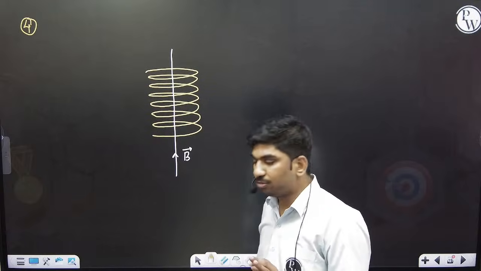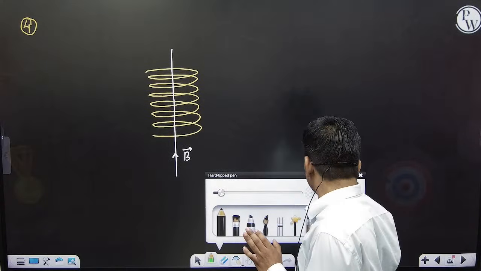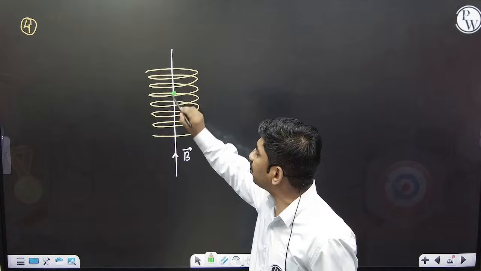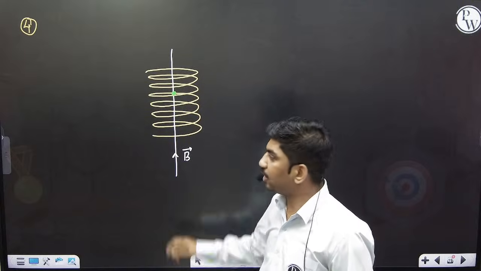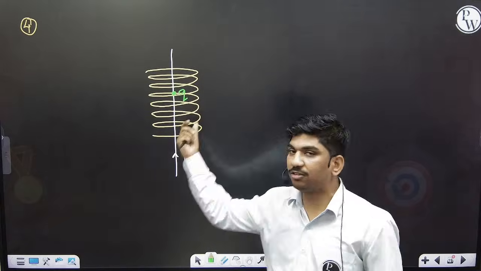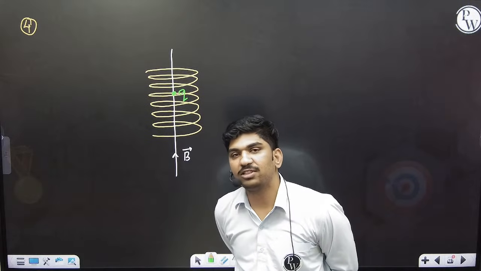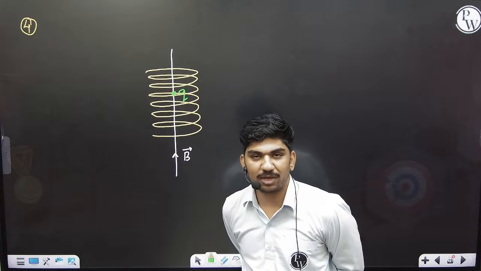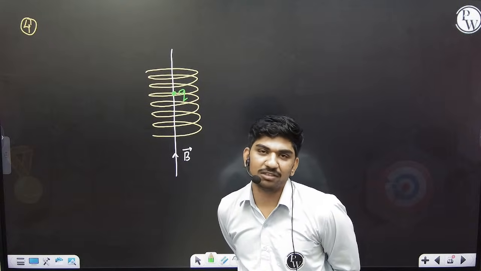Now what they did, they took a charge, whether it is positive or negative doesn't matter. They placed it inside the solenoid at an axial point. This is a charge Q. Initially it was at rest. Now what will happen with this charge? Will it experience any magnetic force? No, because the charge is at rest.